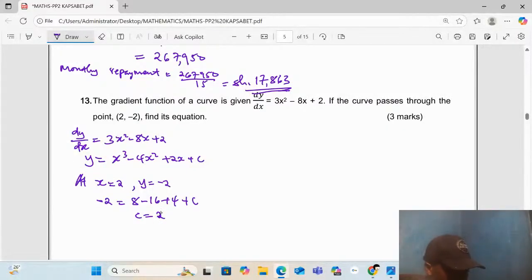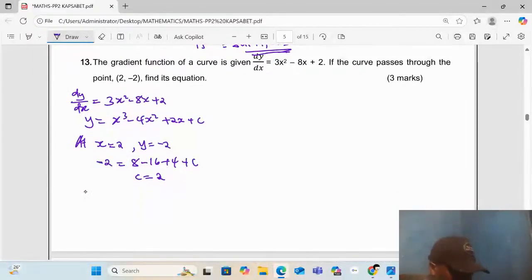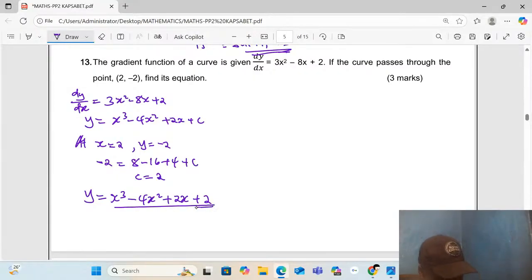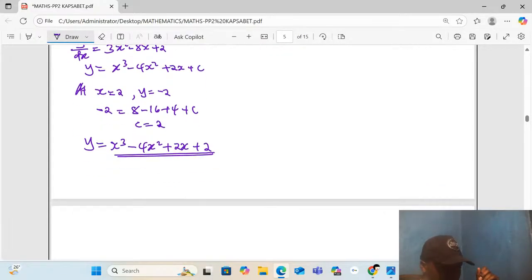Our constant now. Now we take the equation y is equal to x cubed minus 4x squared plus 2x plus the constant, which is now 2. And that is how you arrive at the equation of the curve. So that is now the equation of the given curve. That's simple. Then we can move to the next question.